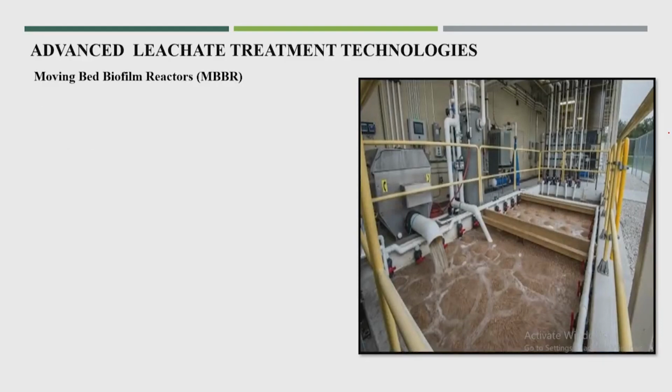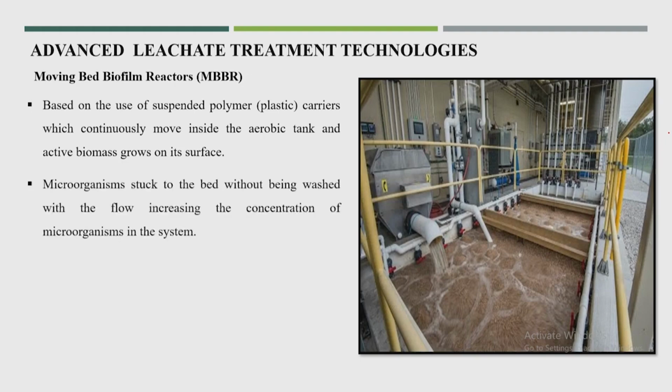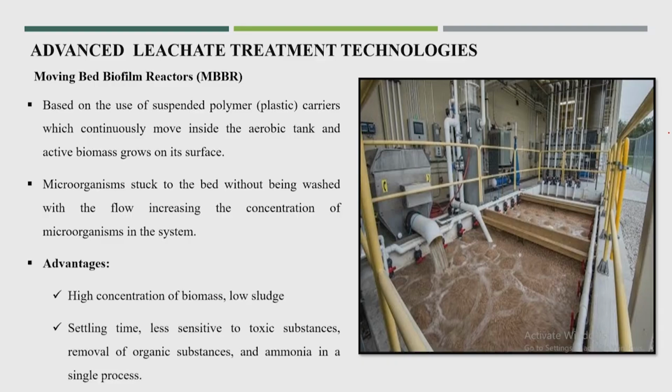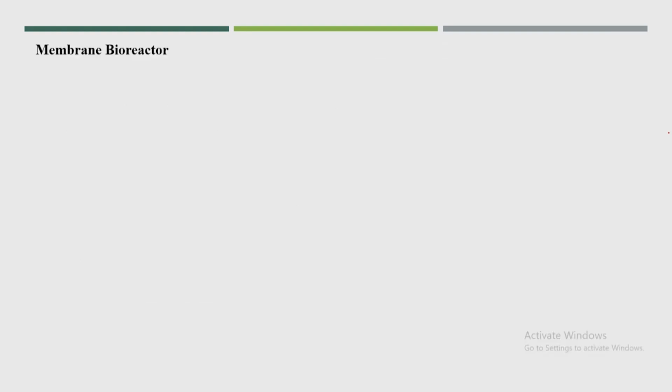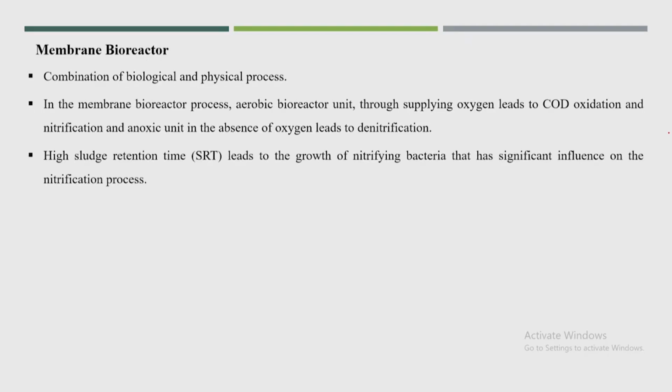So, for advanced leachate treatment technologies, we can use MBBR technology. This is also a very popular technique for sewage treatment or industrial wastewater treatment. It has high advantages, like high concentration of biomass, settling time, less sensitivity to toxic substances, and removal of organic substances and ammonia in a single process. This is also important, and a combination of biological and physical processes could be possible.